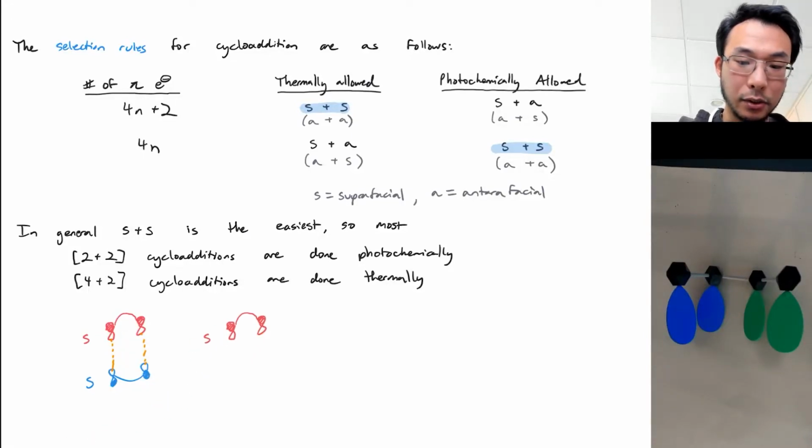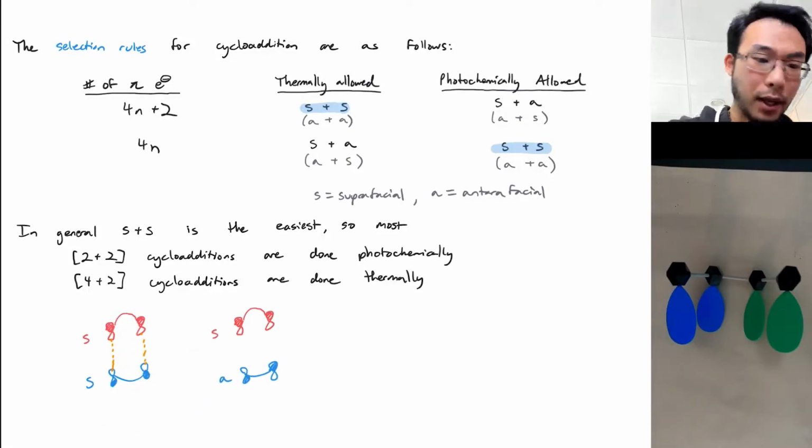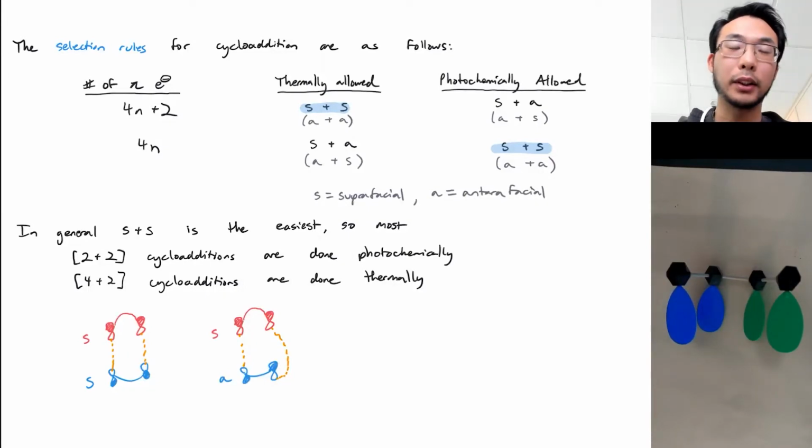That's in contrast to this situation where we have S plus A, and our new bond is reacting, let's say on the red piece, on the suprafacial side, but on the blue piece, we react antarafacial, which means I have to kind of go like that, which is just physically very difficult. Again, the takeaway from all that is that for 4n plus 2 electron systems, we'll tend to do thermal cycloadditions. For 4n electron systems, we'll do photochemical cycloadditions.